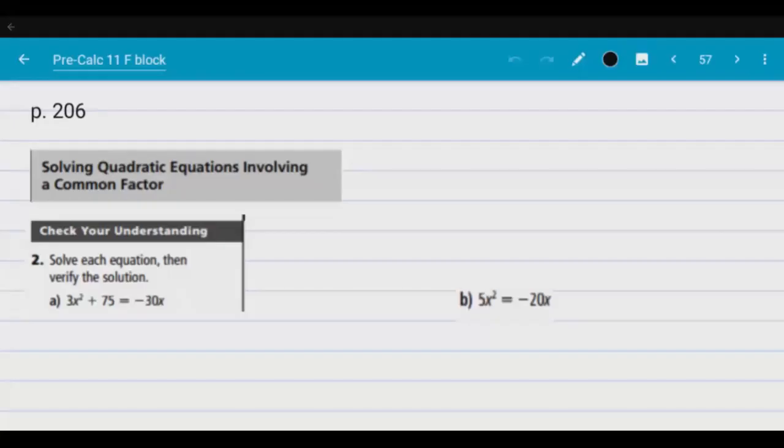All right, guys. So we are doing check your understanding number two in section 3.3. Here we go. Solving quadratic equations involving a common factor.